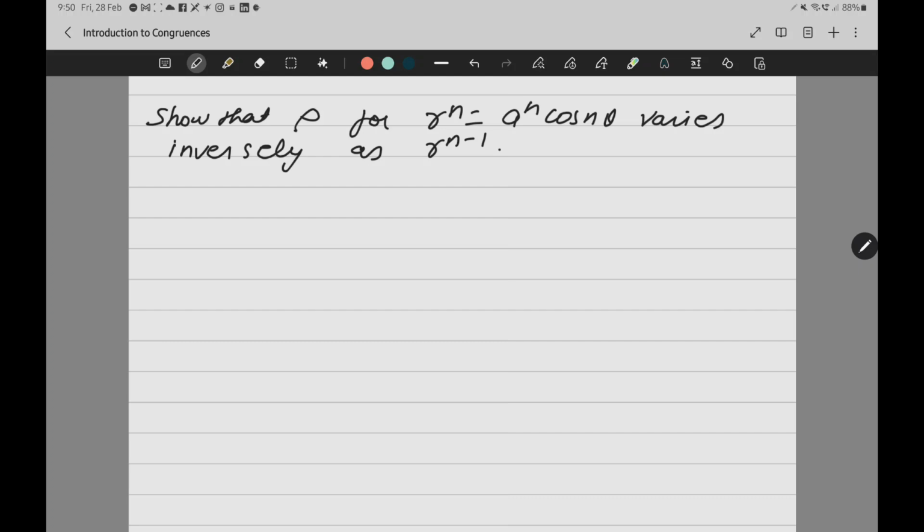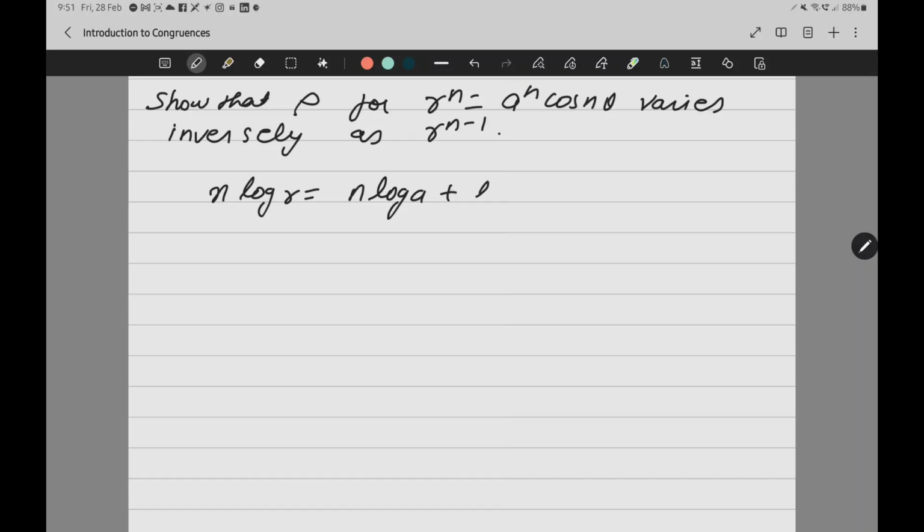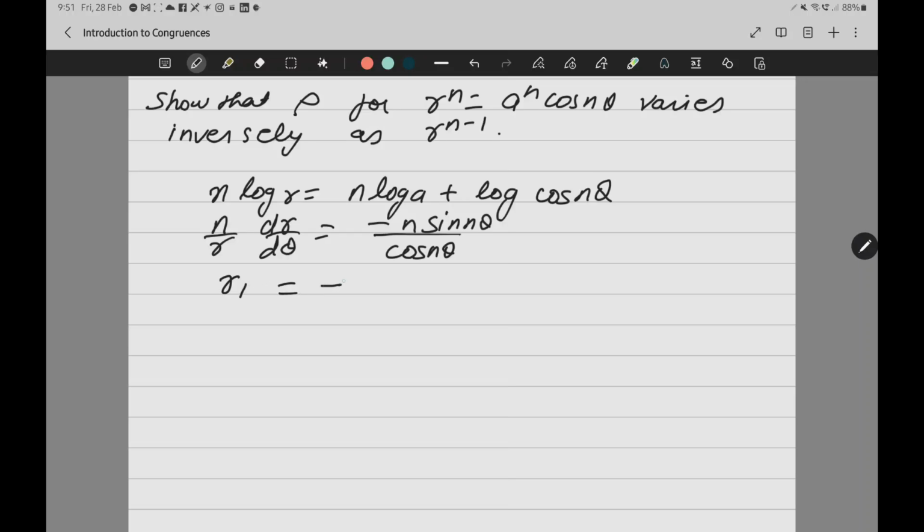Now here I can see the powers are there, so directly differentiating makes no sense. I should take log and start. So first step, I will take the log. N log R is equal to N log A plus log of cos n theta. Okay, now differentiate. N by R dr by d theta is equal to 0 plus, minus n sin n theta upon cos n theta. Right? So R1 is equal to minus R tan n theta.